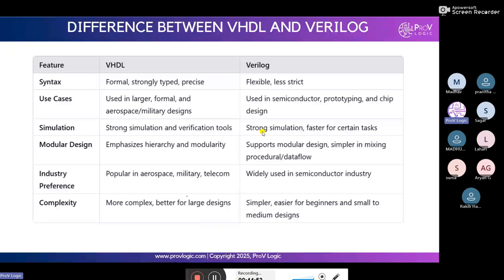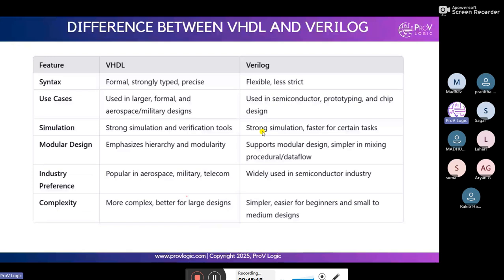Whatever the functionality you are writing, we need to include the standard library for that. Suppose even if you are writing mathematical calculations in the design, we need to include the math libraries. Like that, if you are using any gate level primitives, we need to include the standard library. So complexity is more, and it's a strong simulation for verification, but only due to the complexity.